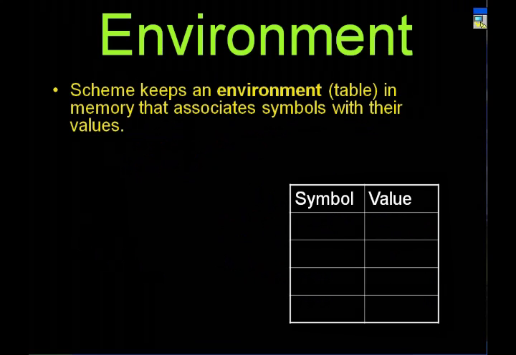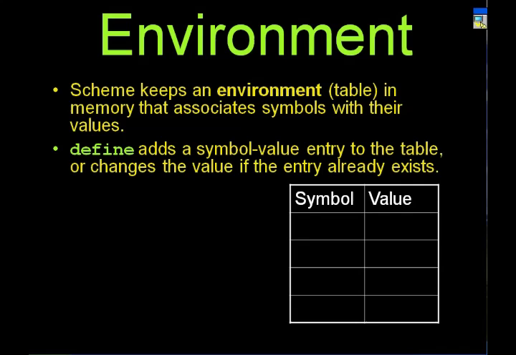Now there's this thing called environment, and this concept is common for pretty much all languages. There's something that keeps track of what's happening in the system. Scheme keeps an environment, which is actually a table somewhere. This table remembers associations between symbols and values. So when you do a define, the define statement adds what is really a kind of mapping.